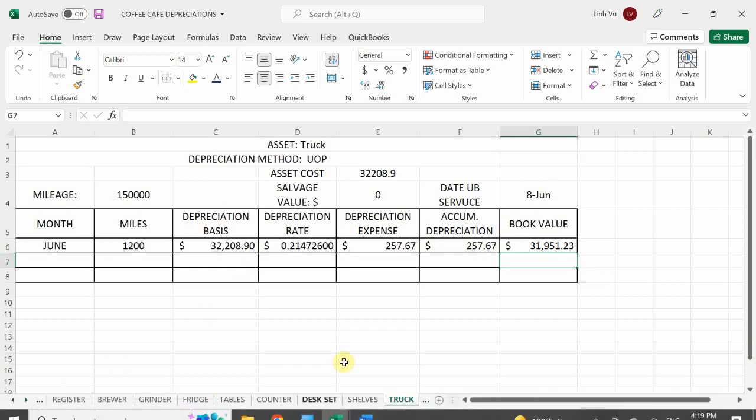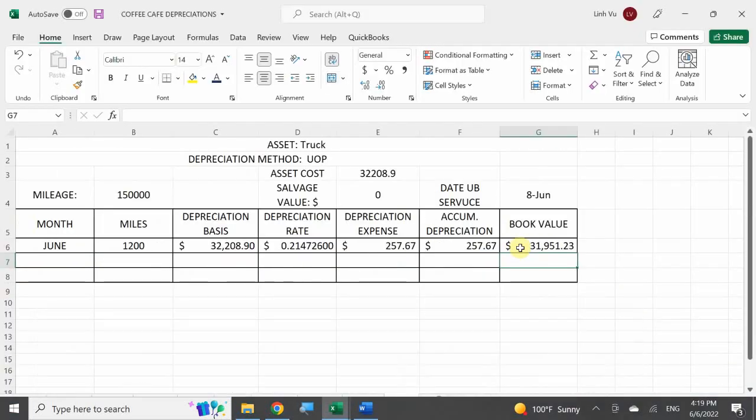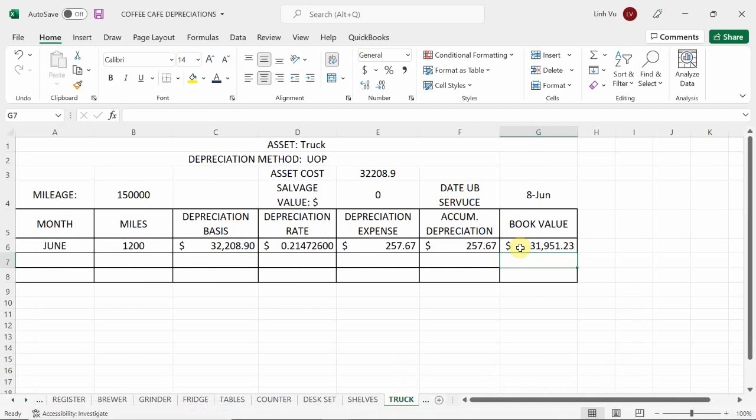Now, it is up to you if you want to go back and forth into your journal and record that amount. That is up to you. If you choose not to, then you can wait till you do all the calculations first and then go ahead and do your total amounts later on. So in this case, that's exactly what I'm going to do. I'm going to do all my calculations first, and then I will solve for plugging in all my numbers into my journal later. So in that case, here's my depreciation expense for the truck is for $257.67.